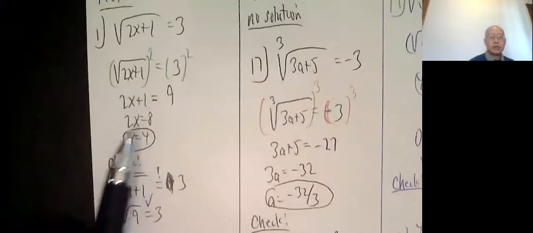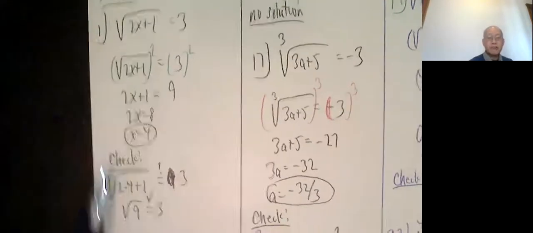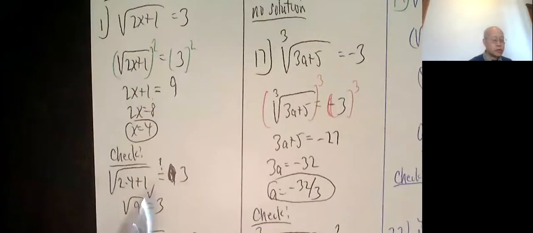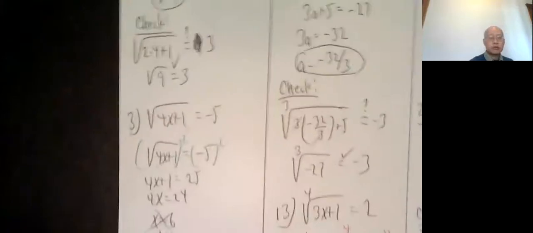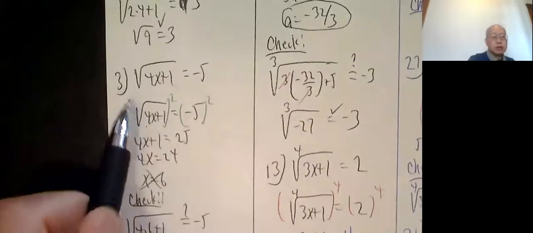But you must always check your answers. Sometimes it'll check, sometimes it won't. Plug back in 4. 2 times 4 plus 1, is that equal to 3? The question mark means we're checking to see if it is. And the square root of 9 is equal to 3, so it does check. Okay, however, let's take a look at number 3.